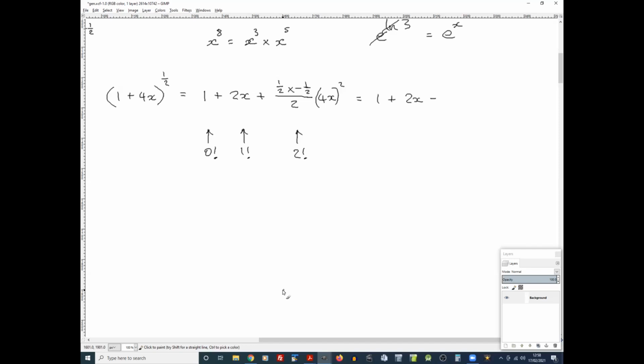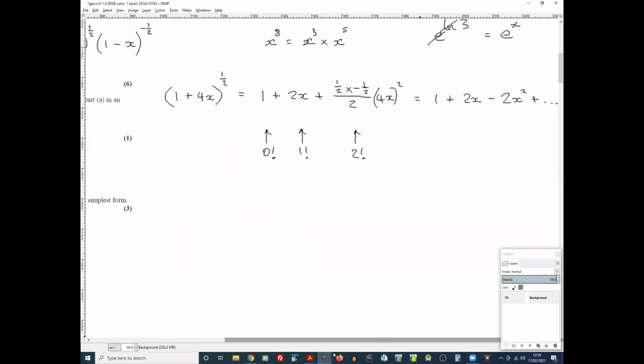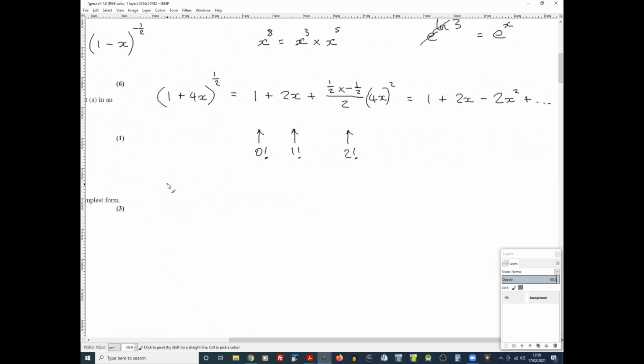So the fraction bit there comes to an eighth. And then you've got the square of 4x, which is 16x squared. So it's minus 2x squared. Yeah. And then you can say plus ... to indicate that you're aware that there are more terms you're ignoring. But you think they're going to become less and less significant, or in any way you've been told to ignore the later terms.